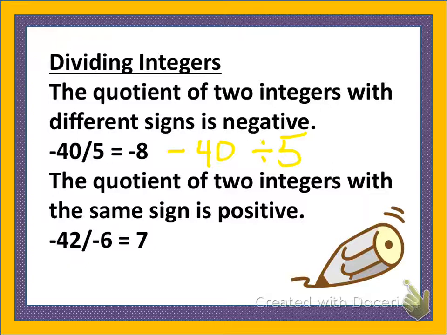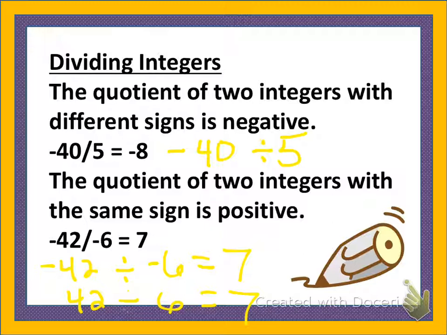The quotient of 2 integers with the same sign is going to be positive. So if you take negative 42 divided by negative 6, and write it like this, that's going to be a positive 7. Same thing if they were both positive. If you have 42 divided by positive 6, it's going to be still positive 7. So pause the video. Well, I guess that's the last flap, so that's all you need to know. Write this last one underneath your dividing integers.